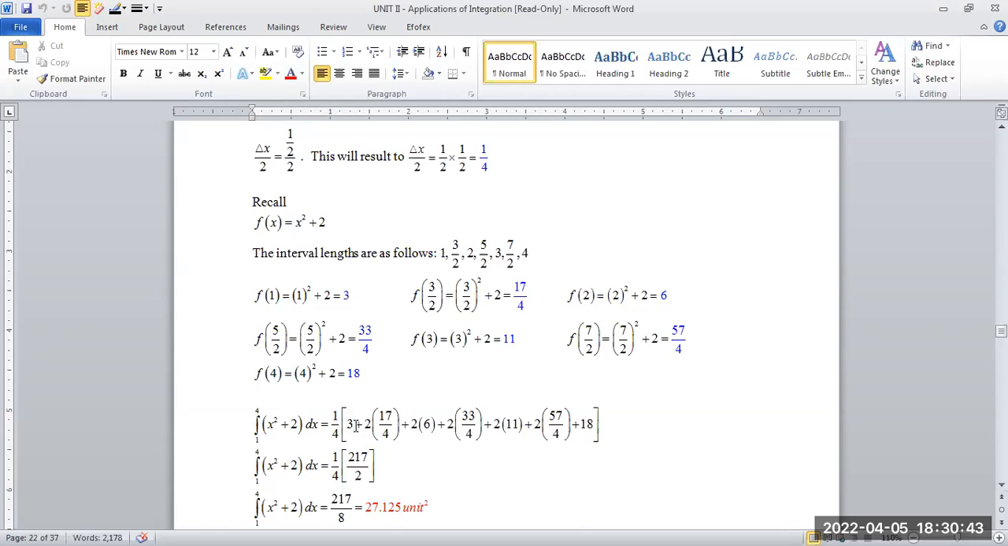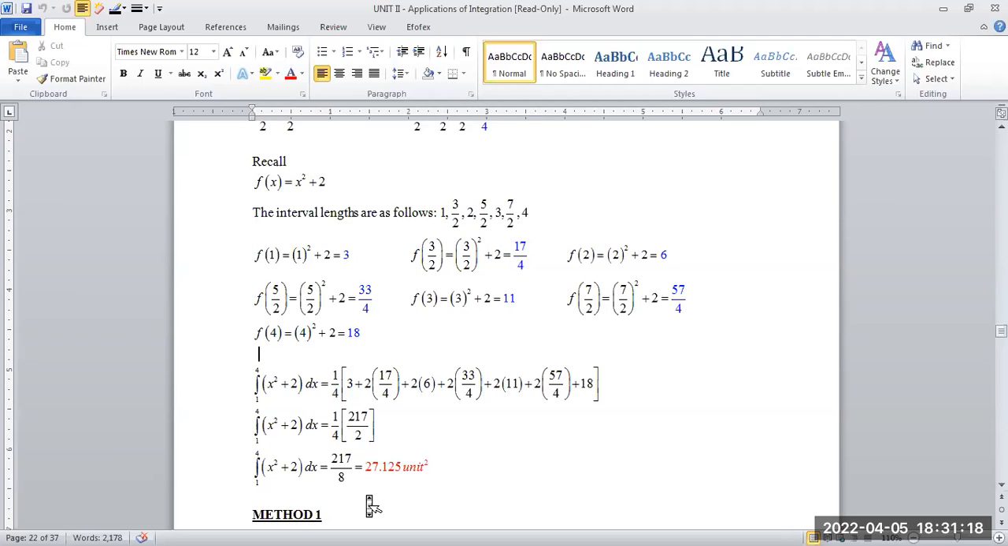So I'm substituting into the formula. The first term is not going to be affected, so it's just 3. Then 2 times 17/4, 2 times 6, 2 times 33/4, 2 times 11, 2 times 57/4. But the 18 is going to be just plus 18. The first term and the last term are the only 2 not affected by the multiple. And of course, I showed you how to calculate this 1/4 just now. When I multiply these, I get 217/8, which gives me 27.125. And that's the end of the first piece of the question.